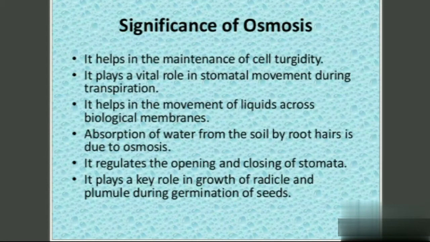You will have a question mark on where this radicle and plumule is. It is the initial stage of the growth of root and plant from the seed. So it is a tiny part which is developed from the seed, which in future will lead to the formation of root and plant. Radicle will give rise to root, plumule will give rise to shoot or the plant.